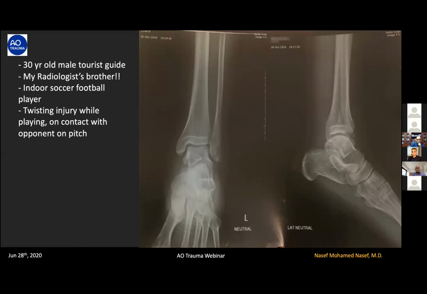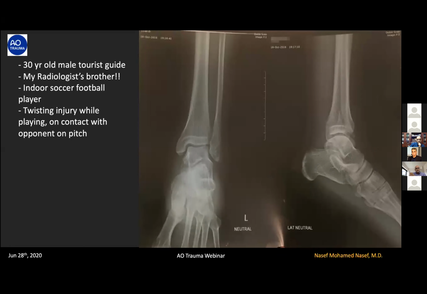Now, this is the case. He's a 30-year-old male. He's a tourist guide. He's actually the brother of one of our radiologists, a good friend of mine. He's also an indoor national soccer football player, so he plays for the national team. He had this injury while he was playing football, in contact with an opponent on the indoor pitch.